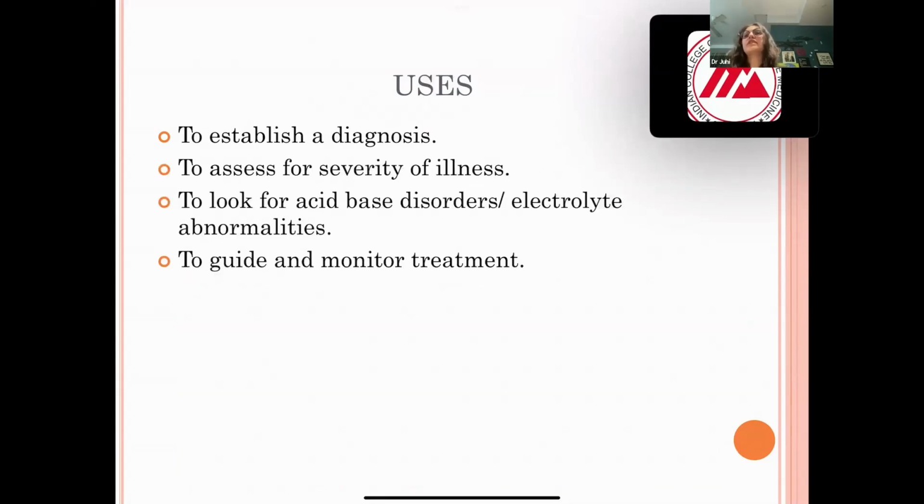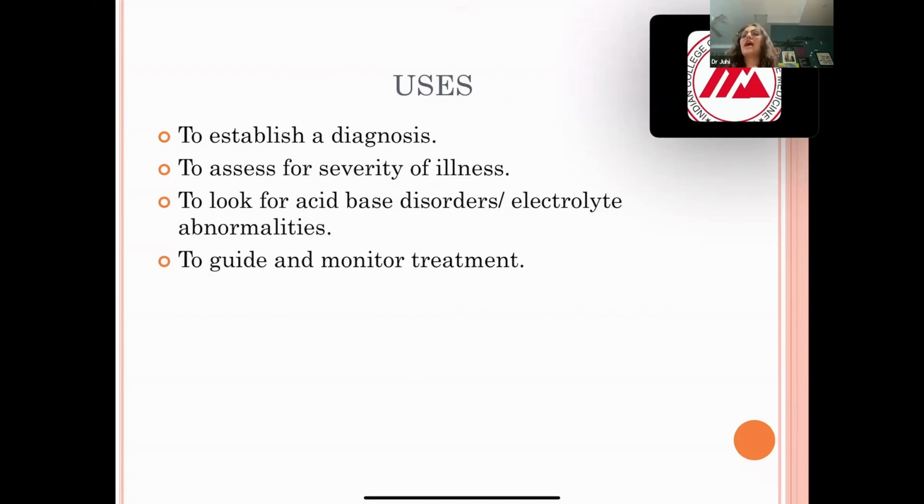So what are the uses? To establish a diagnosis. Okay, supposedly a COPD patient comes with breathing difficulty, drowsiness, then we do an ABG. We see raised CO2 levels. That is, we call it a type 2 respiratory failure. We know what to do next. We need to apply an NIV or we need to intubate the patient.